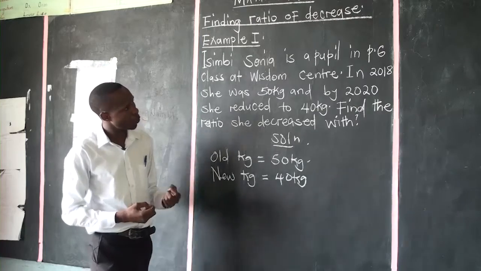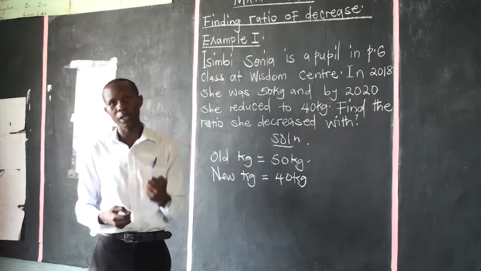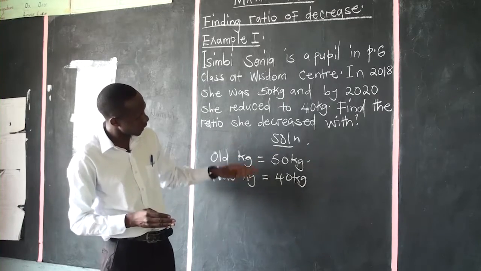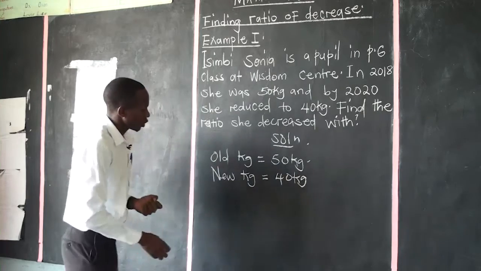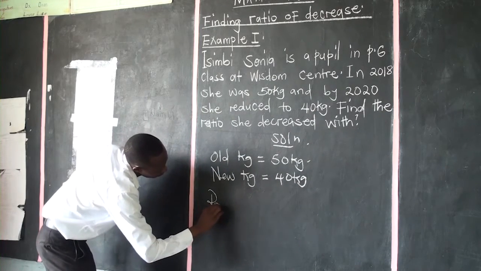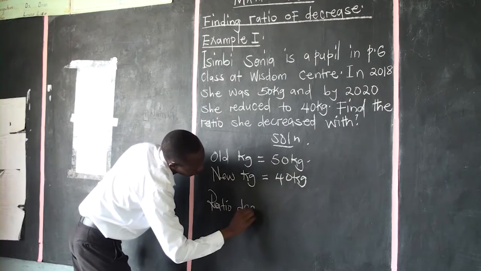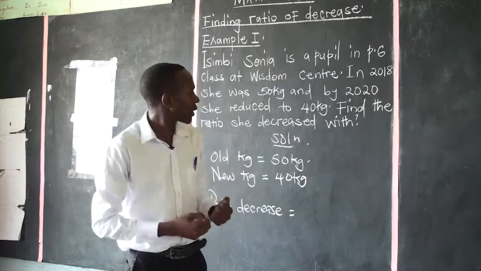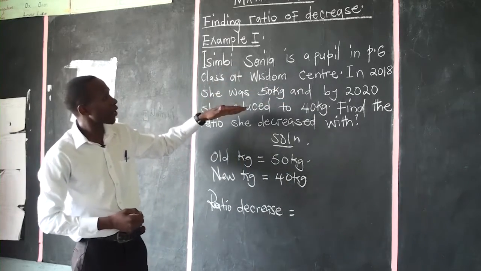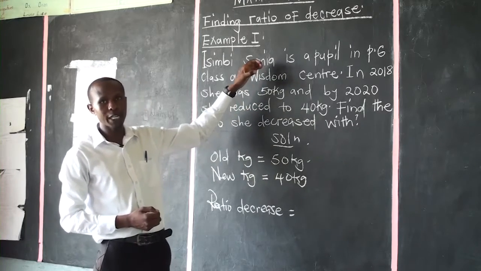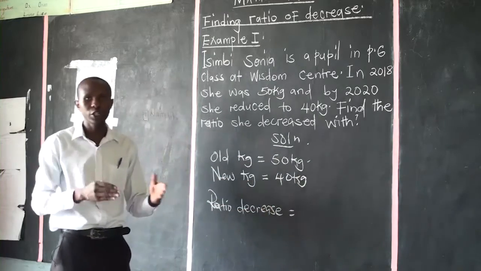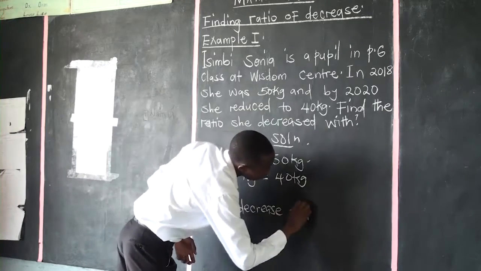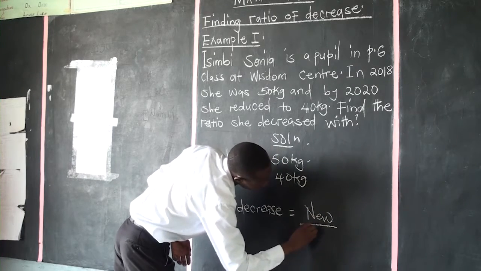Then from there, we want to look for the ratio that she decreased with. How many kilograms were decreased? They were 10 kilograms. So we want to see the ratio between 50 and 40 in terms of decrease. So I'll come here and say ratio of decrease. Ratio of decrease simply means the ratio that Sonia decreased by in terms of weight from 50 kilograms to 40. So we want to see which ratio she decreased by. For us to determine the ratio of decrease, we shall say new weight out of old weight.